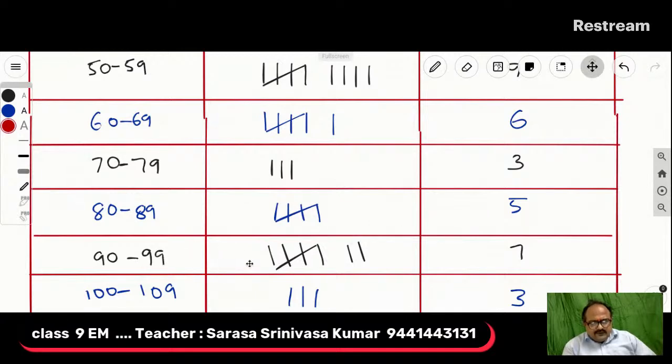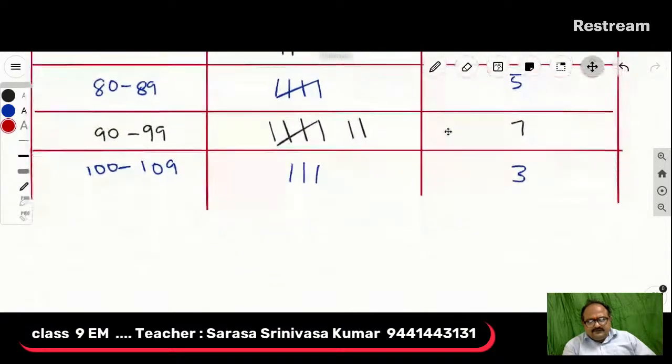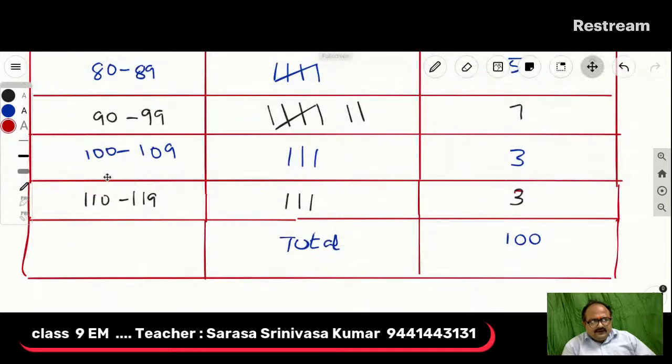For class interval 90 to 99, the frequency is 7. For 100 to 109, the frequency is 3. The class interval 110 to 119 has the frequency 3. So the total number of oranges is 100. So we got this number 100. This is the total number of oranges. This is how we prepare the frequency distribution table.